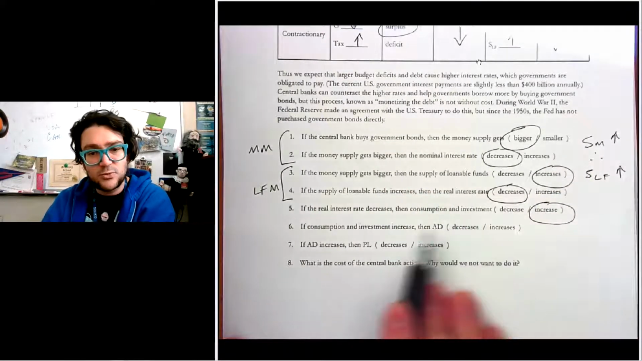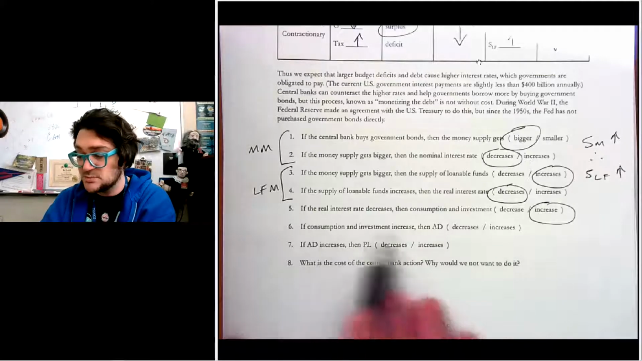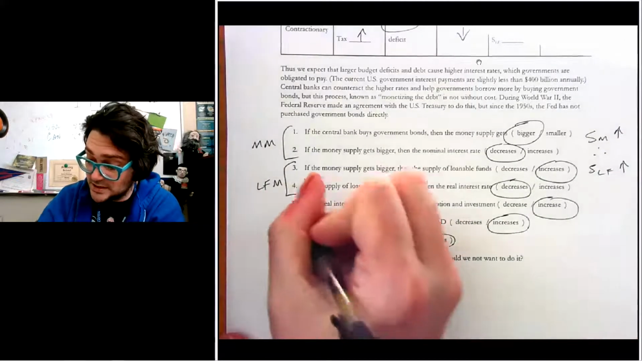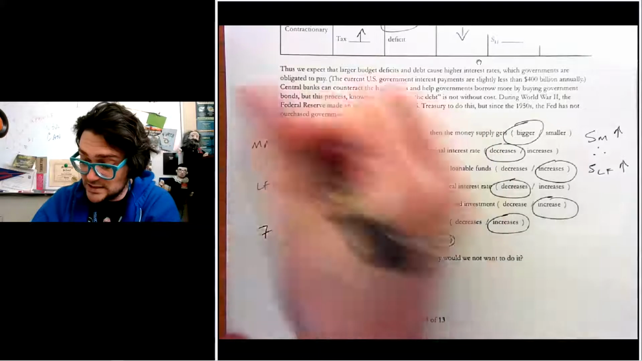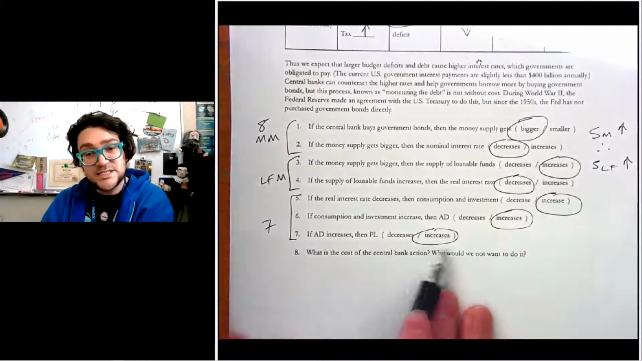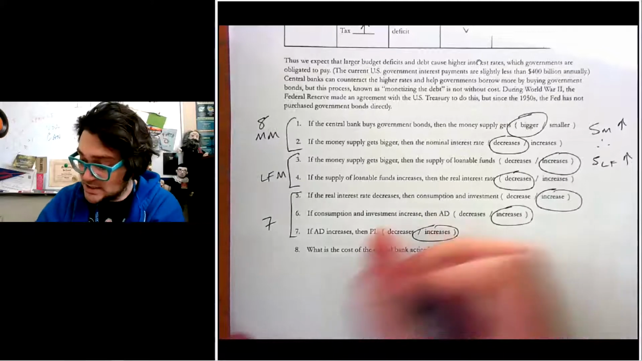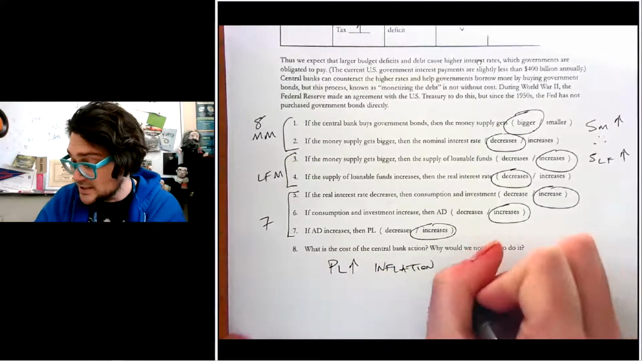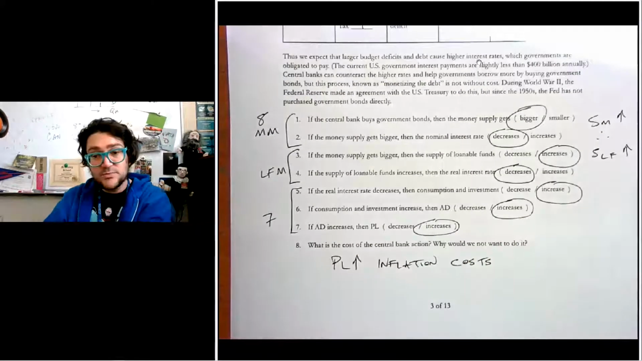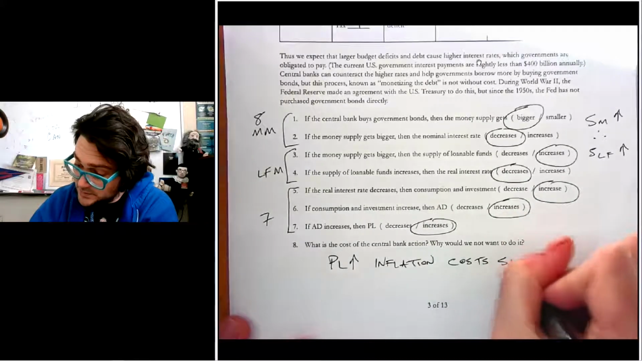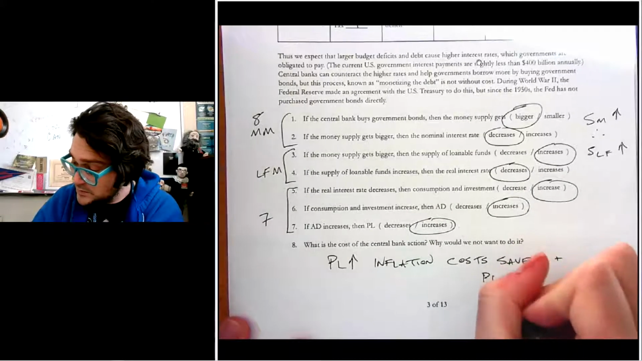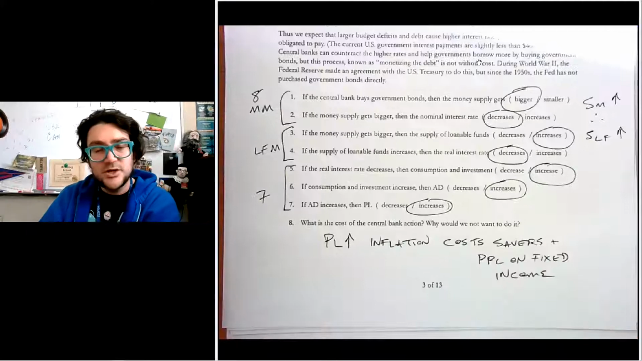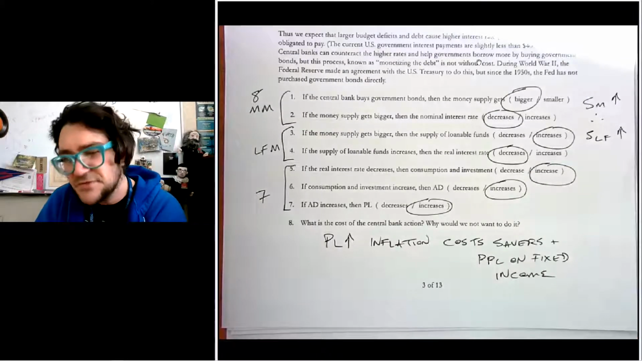But this is where things could get a little troubling, right? If consumption and investment go up, then we know AD goes up, and that causes prices to rise. So this stuff is Unit 7, and this stuff is Unit 8. And if prices are going up, that's a problem, right? The cost is higher prices, inflation. And there are costs associated with it. We remember that it costs savers and people on fixed incomes. We know that there's shoe leather costs. We know that there's menu costs. We know that there's unit of account costs.